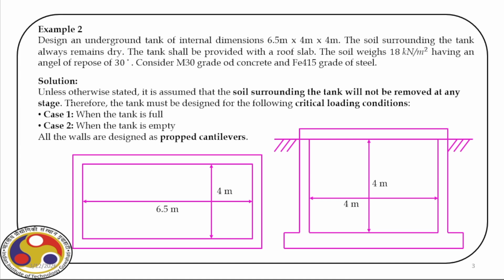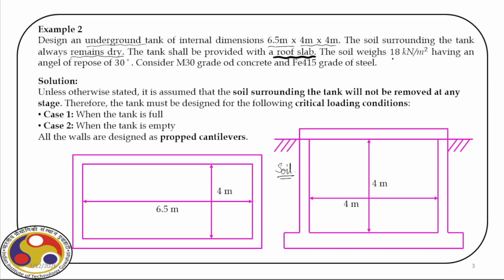So now today let us design another water tank which is underground, and the dimensions, as you can see, are 6.5 meter by 4 meter by 4 meter. Now surrounding this water tank there is soil, and the condition is given that it always remains dry, and the tank has a roof slab.